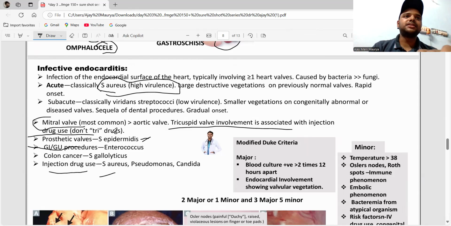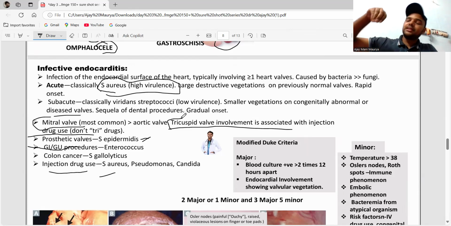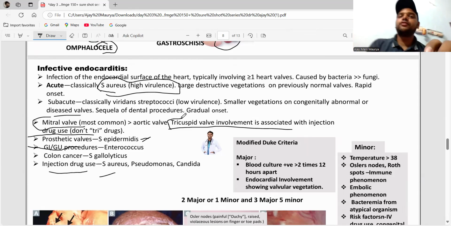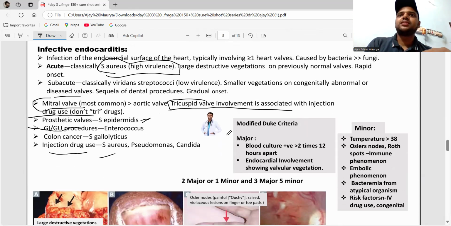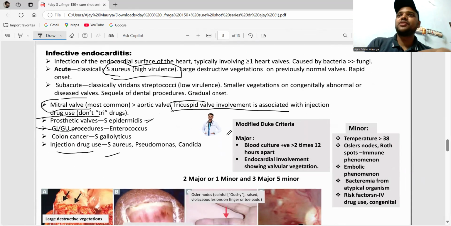Remember here, this is too important. Normally this is the common one. What if the bacteria are transferred by injection? Then it will also involve the tricuspid valve. That's the question they're going to ask from this one.